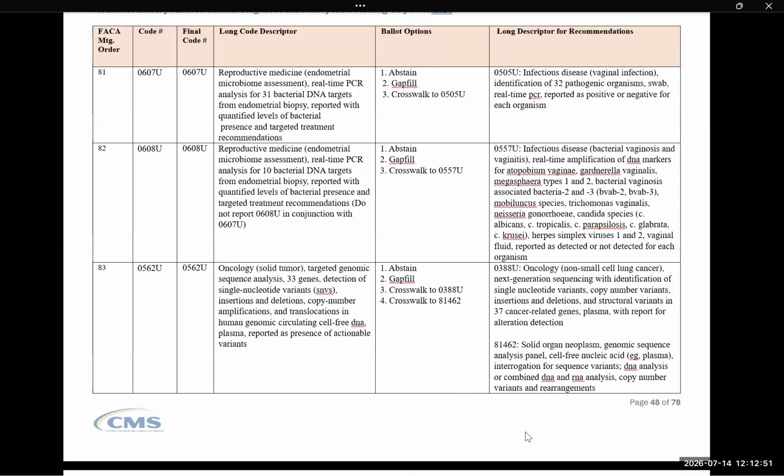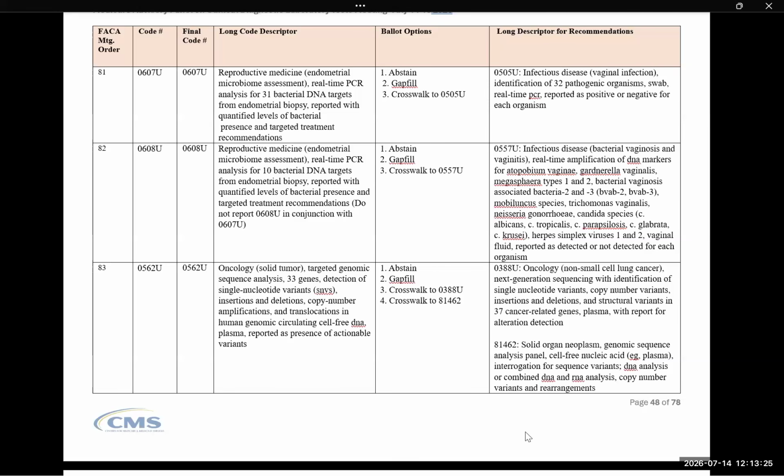This was a code evaluated by both subcommittees, but ended up, I think, in the realm of microbiology. 0607U and 0608U are very related codes. They are both codes for real-time PCR detection of many bacterial organisms that are part of the microbiome. They're done on endometrial biopsies, which is somewhat unique, and they're reported as quantified levels of bacterial organisms, not just qualitative.